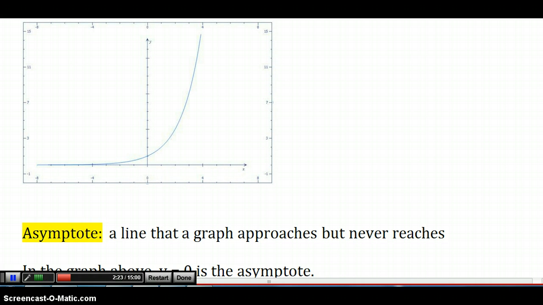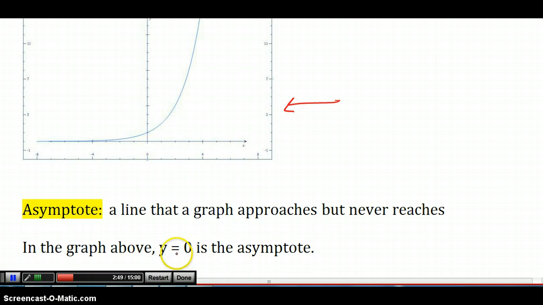And I want to talk about what an asymptote is. An asymptote on a graph is a line that the graph approaches, but it never ever reaches. It never touches that line. This graph has an asymptote. This curve right here gets really close to the x-axis, but it never actually touches the x-axis or crosses it at all. So in the graph above, the line y = 0 is an asymptote, because the x-axis is the line y = 0, because this is where y equals 0.